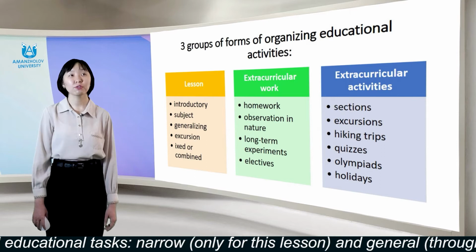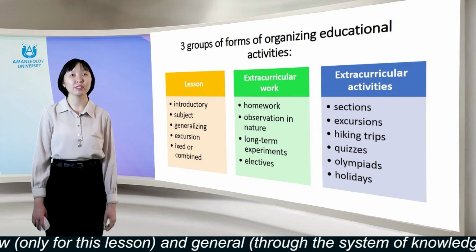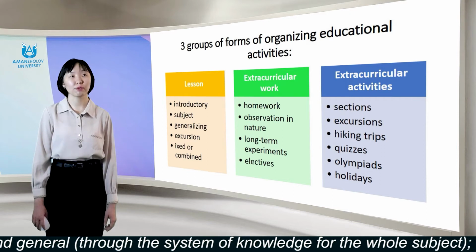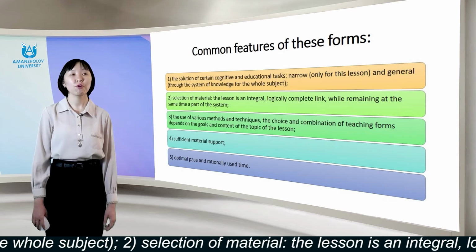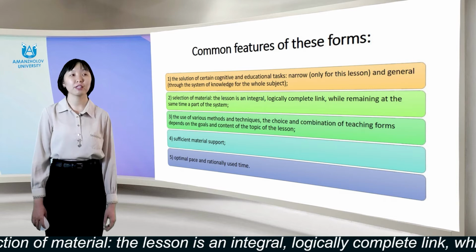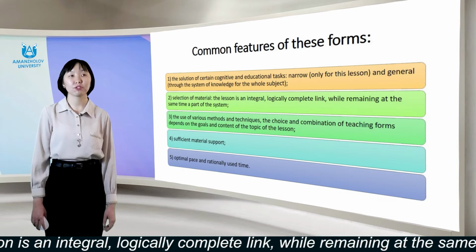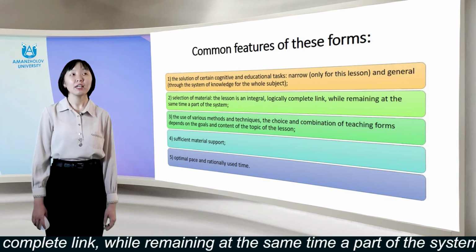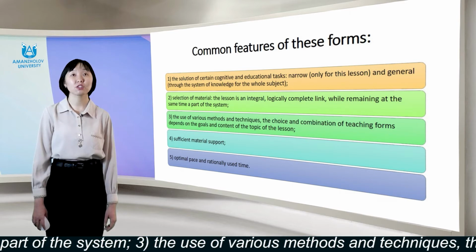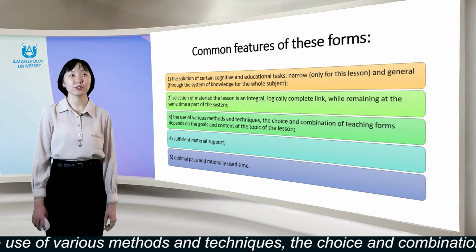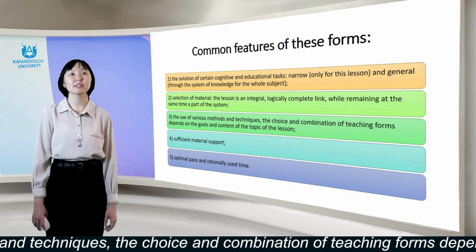Third, the use of various methods and techniques. The choice and combination of teaching forms depends on the goals and content of the topic of the lesson. Fourth, sufficient material support. And fifth, optimal pace and rationally used time. The difference between the form and the method is that the method has a source of knowledge, according to which the type of the method is established.